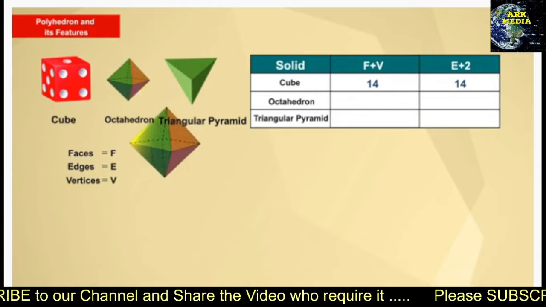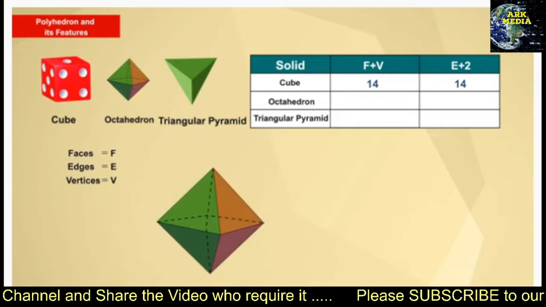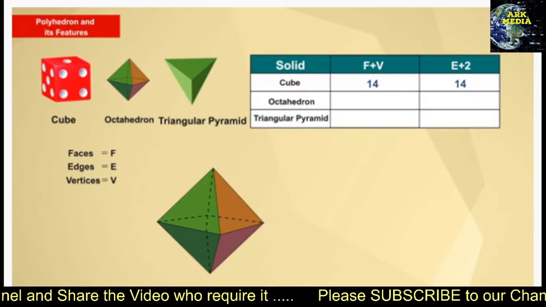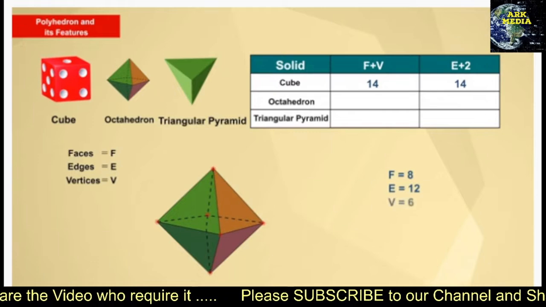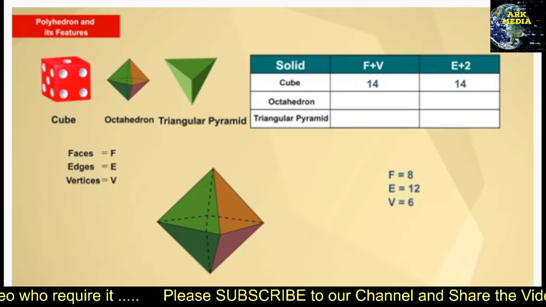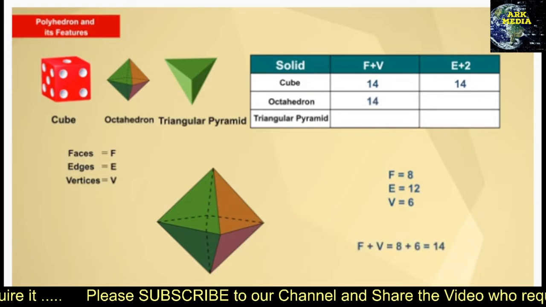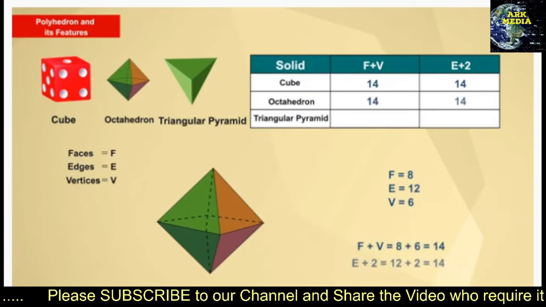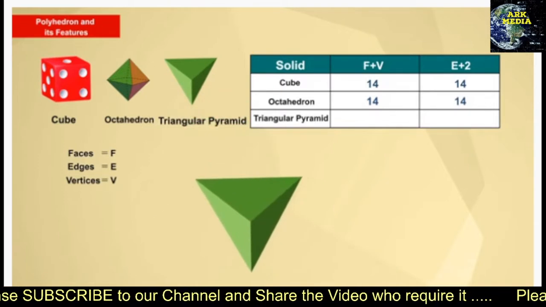Let us now look at the octahedron. As we can see, the octahedron has 8 faces, 12 edges, and 6 vertices. Here also, we can see that the sum of F and V is 14, and the sum of E and 2 is also 14. Now, let's help Payal.